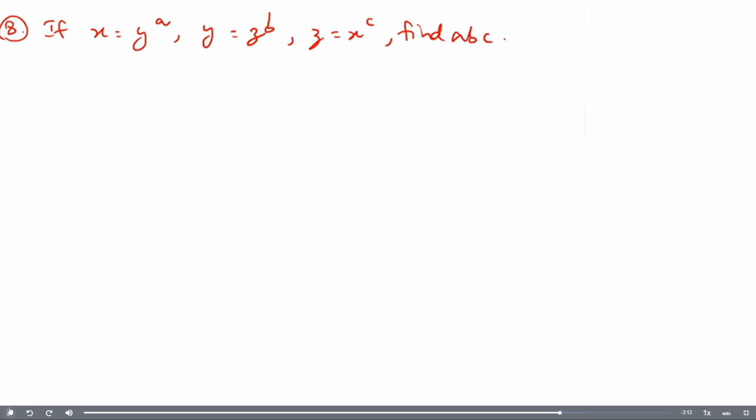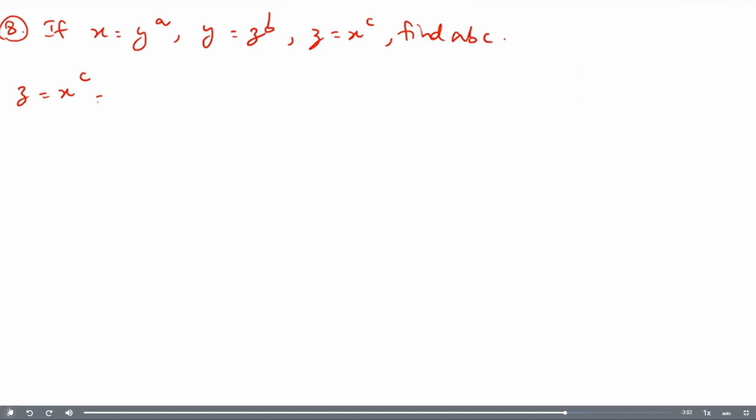Next question. If x is equal to y to the power a, y is equal to z to the power b, and z is equal to x to the power c, find a, b, c. Okay. Now, z is equal to x to the power c. We will start with z equals x to the power c.